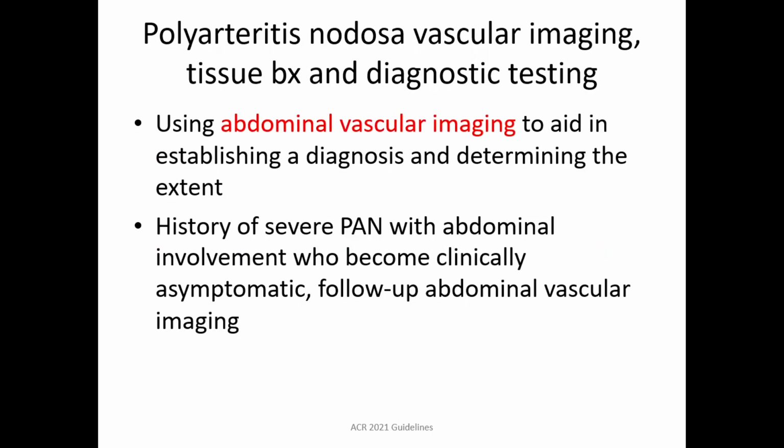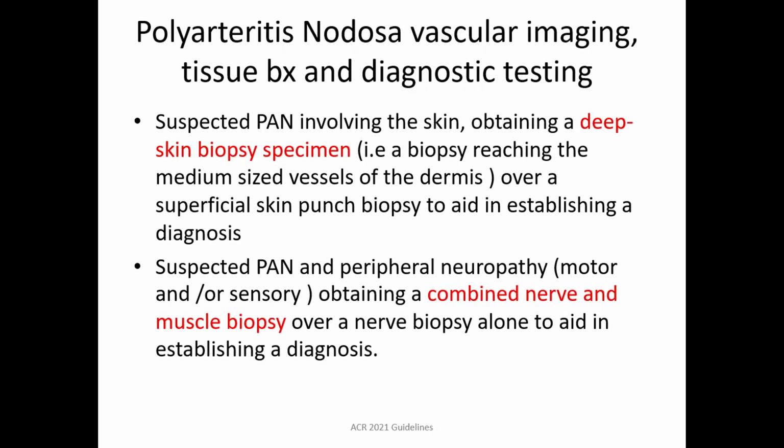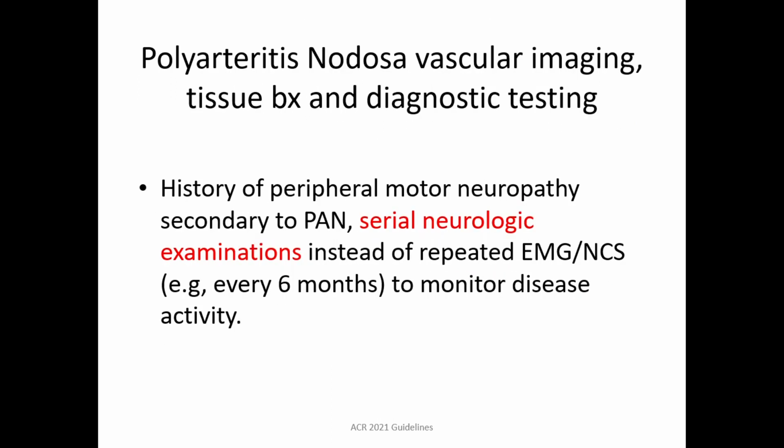In polyarteritis nodosa, the ACR recommends that these patients need to have abdominal vascular imaging to aid in establishing a diagnosis and determining the extent. And then they can have serial follow-up abdominal vascular imaging as well. You will be thinking about deep skin biopsy specimens, combined nerve and muscle biopsies to reach your conclusion and confirmation of your diagnosis.